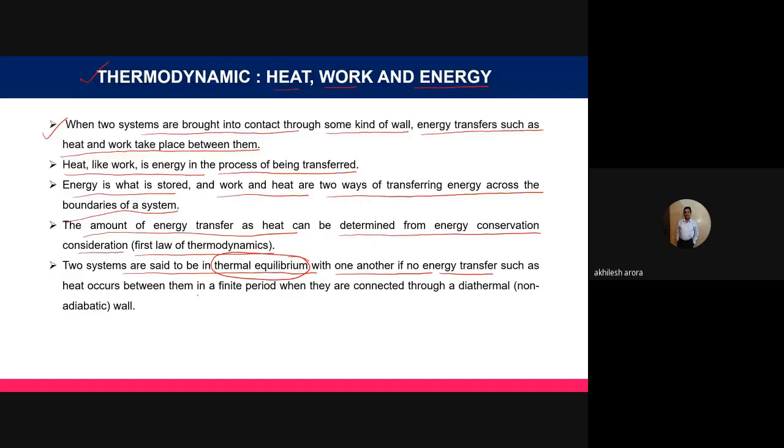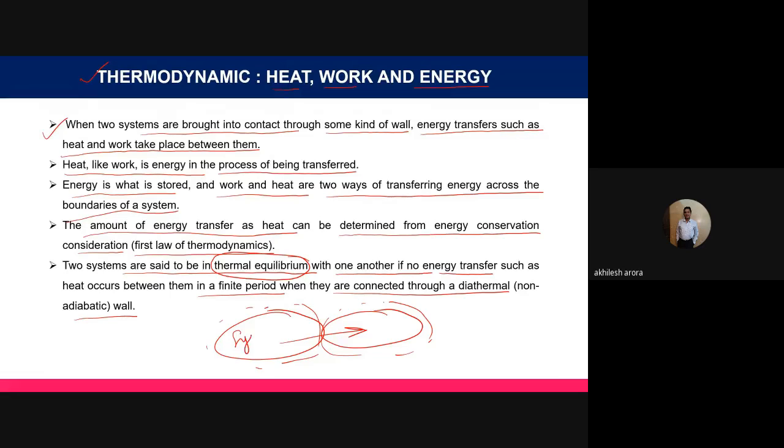Okay, in a finite period when they are connected through a diathermal wall. So basically here they are talking about two systems if they are in contact with each other. Okay, and there is transfer of energy between them. So you can say here we can have a boundary, here we can have a boundary, and the heat transfer or the work transfer is taking place between them. So you remember about thermodynamics, there is a system, there is surrounding. So if we consider this is the one system, this is the second system. So basically the heat transfer and the work transfer exists between two systems when they are in contact with each other. Okay, so this is thermodynamics concepts.